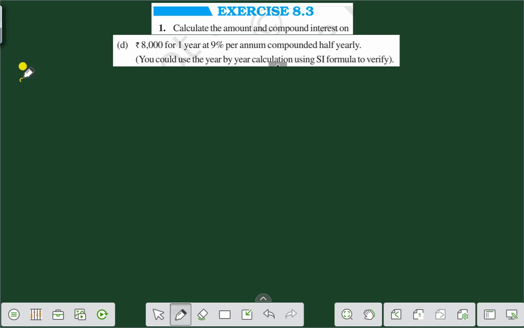Let us solve this one. Here you see that principal P is given as rupees 8,000. R, the rate of interest, is 9% per annum but compounded half yearly. That means 9 by 2%.